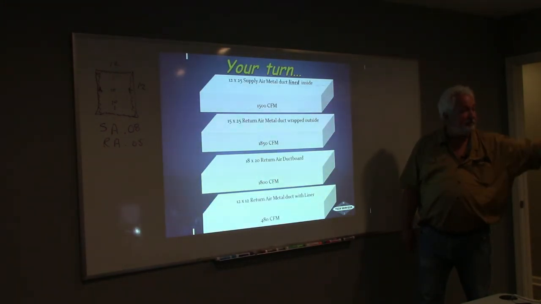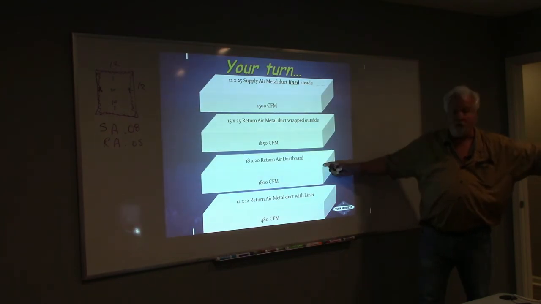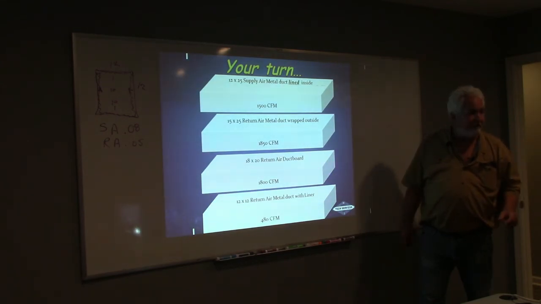Here's what I want you to do right here while they're looking that up. 450. Go to 18 by 20 return air duct board. Look at that return air duct board. Line that up. Yeah, 480. And then hold it with your thumb so it doesn't move. 18 by 20 return air duct board.